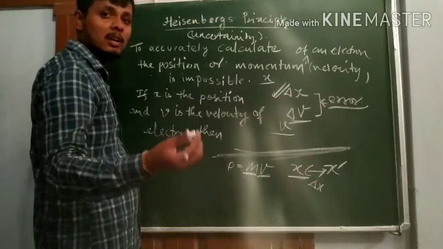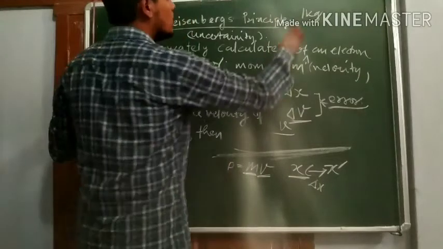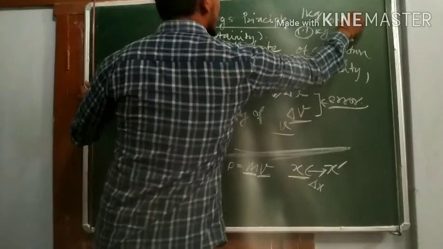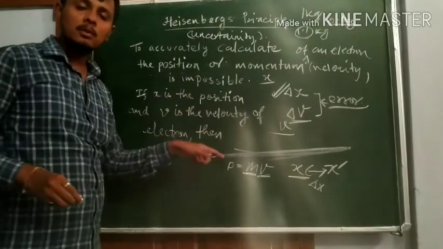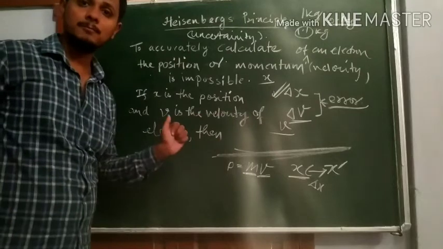Suppose I am measuring the weight of a person. The actual weight is 1 kg, but I got 1.1 kg. That means 0.1 kg is the error. That means the electron's position, in a similar way, will be under errors.